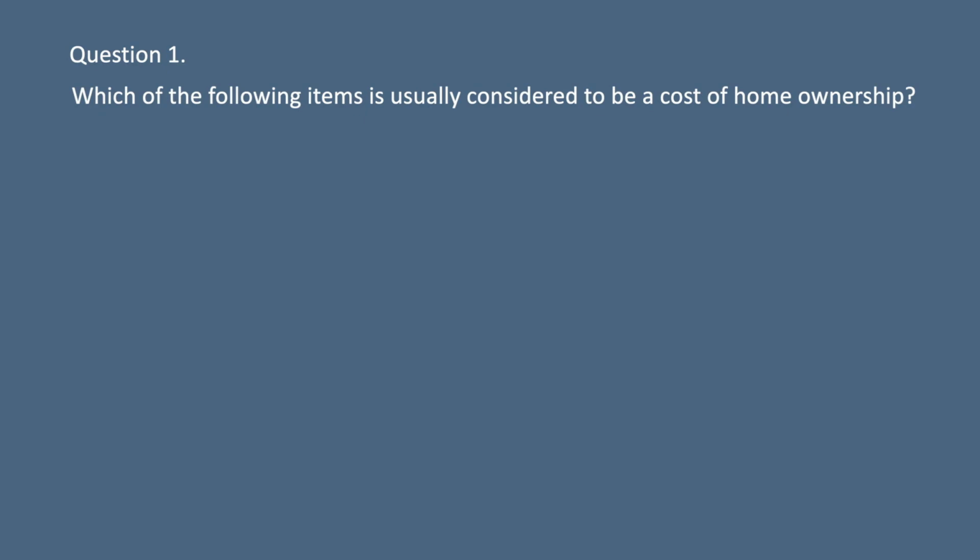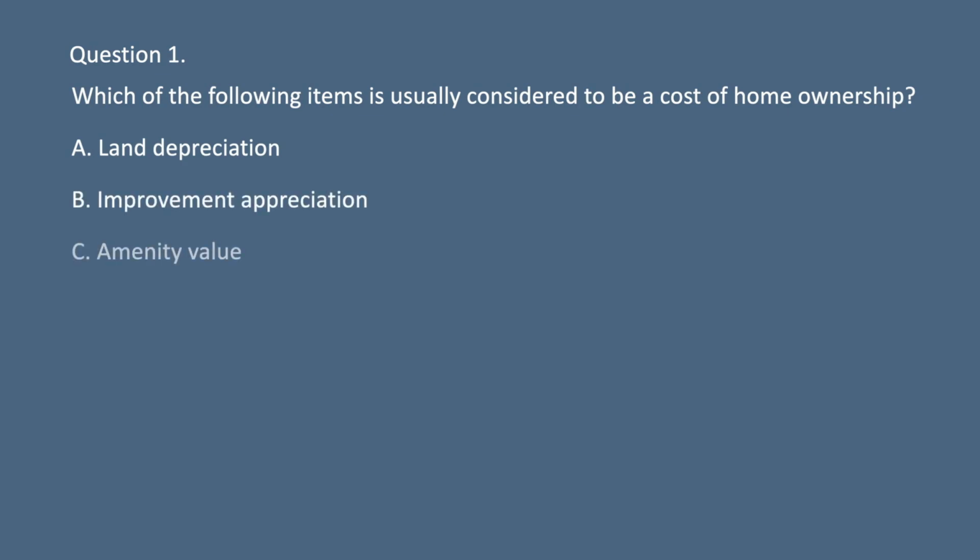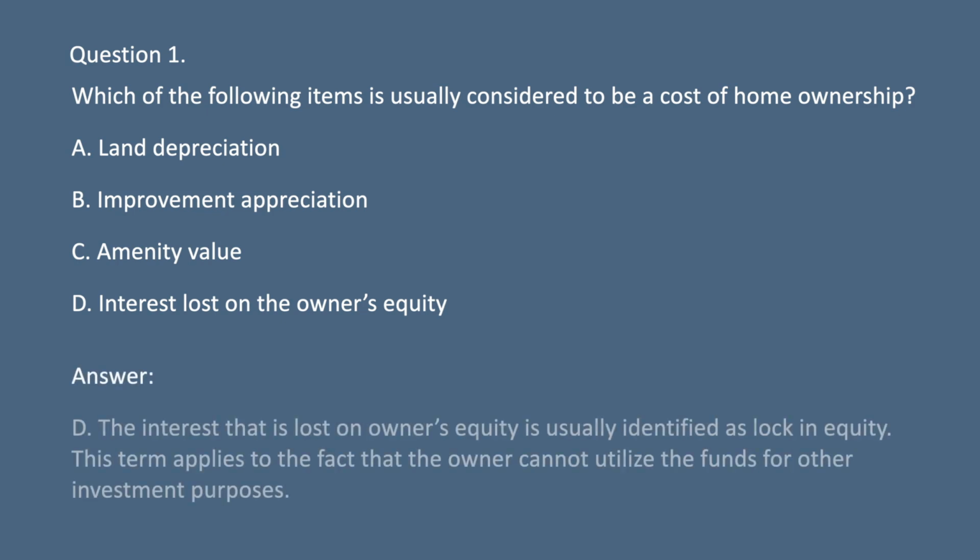Question 1. Which of the following items is usually considered to be a cost of home ownership? A. Land depreciation. B. Improvement appreciation. C. Amenity value. D. Interest lost on the owner's equity. Answer D. The interest that is lost on owner's equity is usually identified as lock-in equity. This term applies to the fact that the owner cannot utilize the funds for other investment purposes.